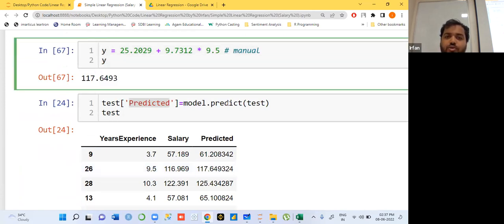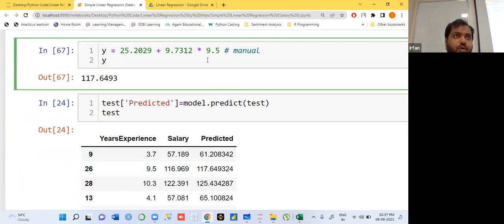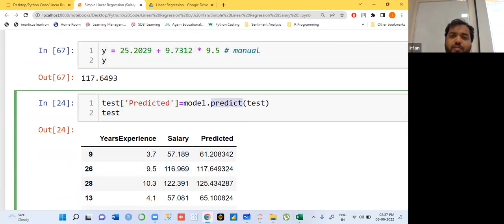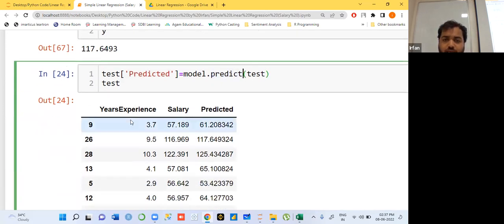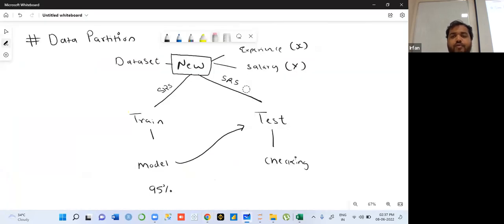Either do it manually or use the predict function, the answer will remain the same. Manual means one row at a time. Predict means all data at a time. Can we compute error, guys? Actual minus predicted, salary minus predicted. Okay. So we have done prediction for test data. Now the role comes for checking. How is the performance?